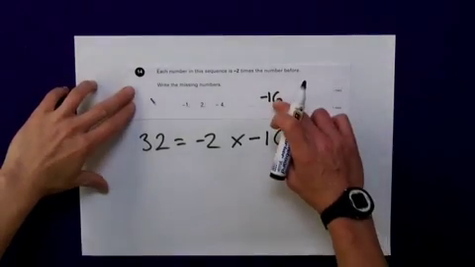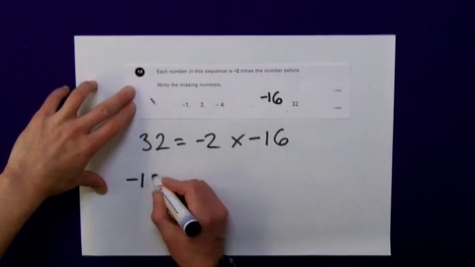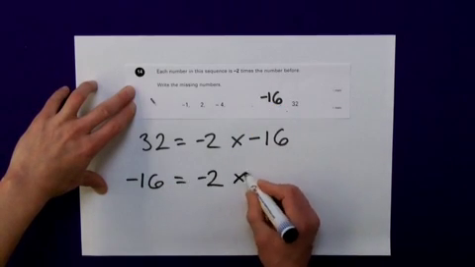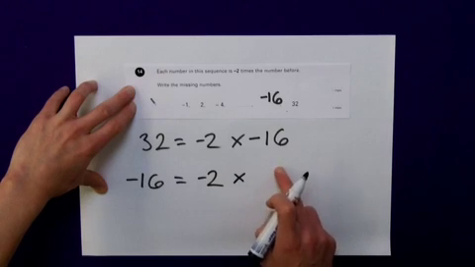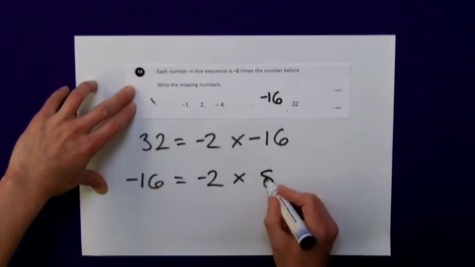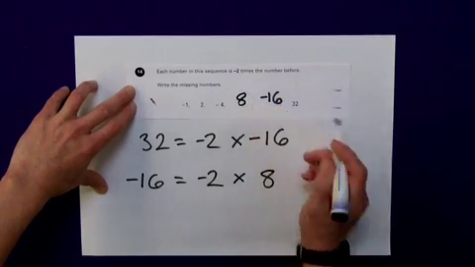Repeating the process for this one, start with my minus 16. I have to multiply it by minus 2. Now this time it will be a positive number. Positive times a negative will give me a negative answer. So therefore that one's going to be 8, and that's going to fit in there.